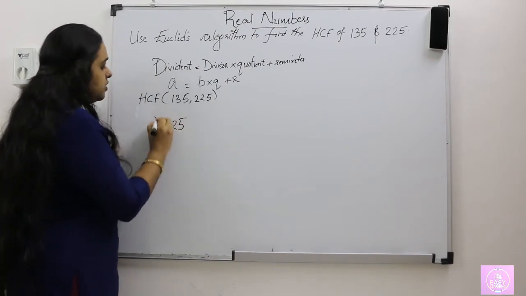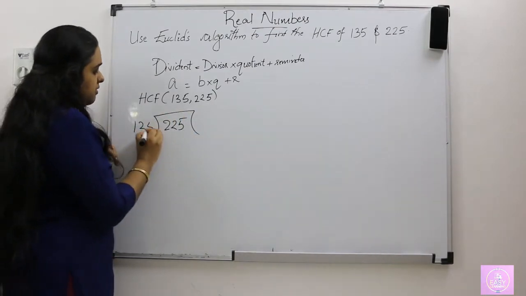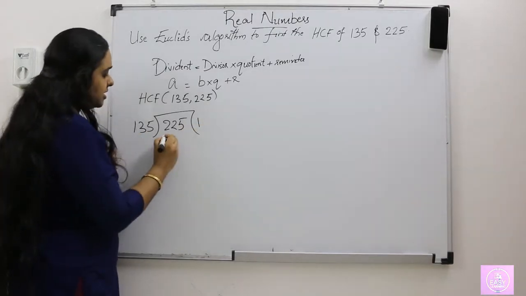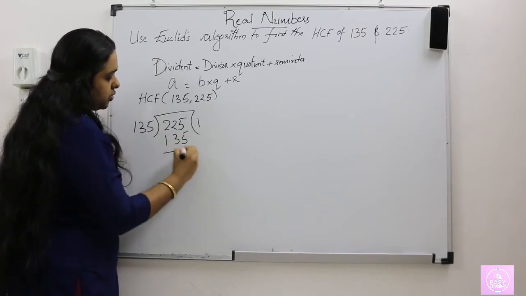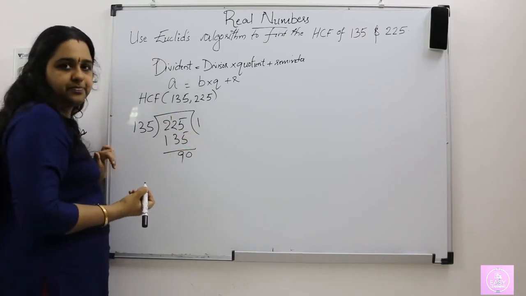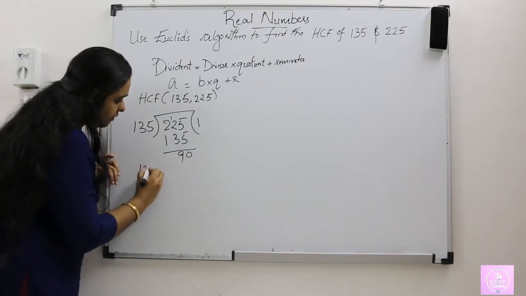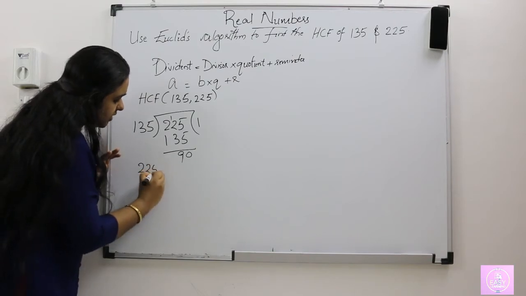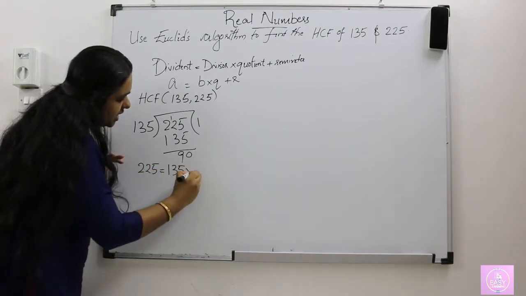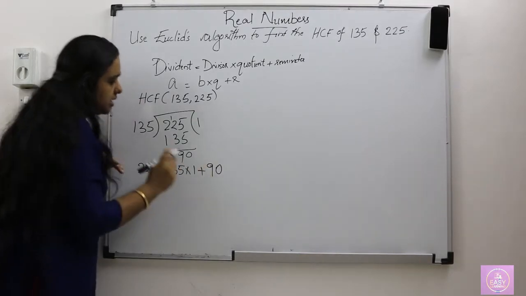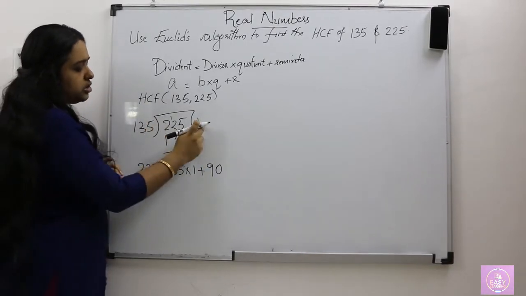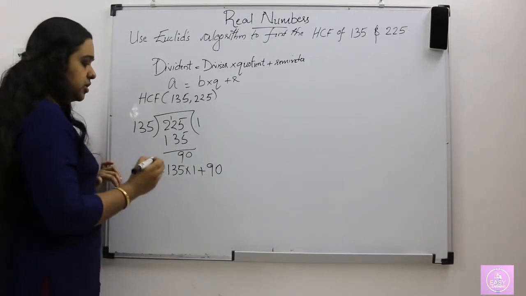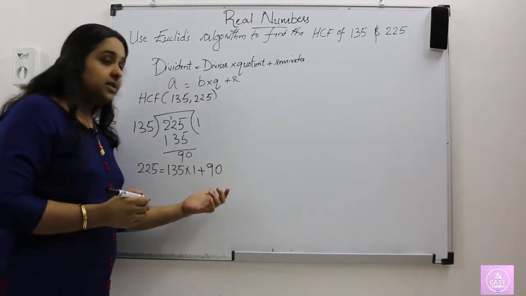Okay, I am going to divide 225 by 135. How many times? Only once. 135, subtract, we get 90. So we'll write it as dividend equals divisor into quotient plus remainder. 225 equals 135 into 1 plus 90. So what's the remainder here? We got the remainder as 90.